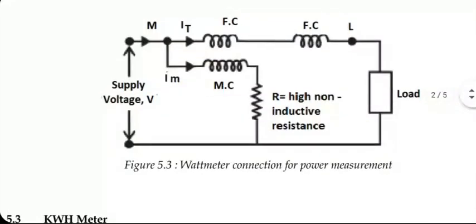Supply voltage connected to the load on the right side. In between, we put the power meter. FC means fixed coil, which is the current coil. And MC means moving coil, which is the potential coil or voltage coil. In series with the potential coil or moving coil, we put a high resistance to make sure that the current going in this coil is very small. And the fixed coil or current coil, of course, carries the main current. So that has to be built using thicker wires, while the voltage coil has to be made with thinner wires.